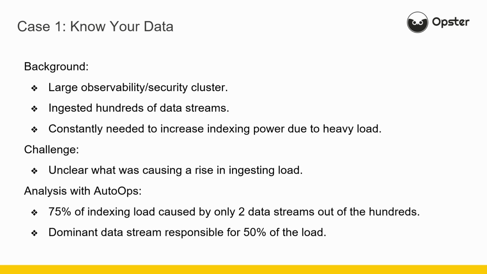So that ingestion load was much higher than they expected, and they didn't know what was causing it. And they needed to throw more hardware at that problem. And as we know, hardware costs money. So we analyzed that cluster with AutoOps. And interestingly, we found out that out of hundreds of data streams, there were 2 data streams that were responsible for about 75% of the ingestion load.